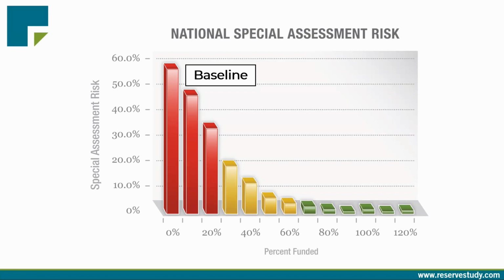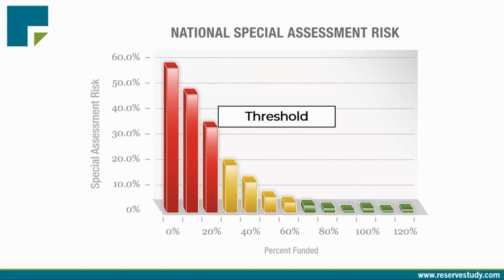Let's say you chose a threshold value of a dollar amount, or its equivalent as a percent funded amount. Let's choose 50% funded just to illustrate. That's the yellow range in the middle of this chart. Staying above 50% funded means you'll have a risk of special assessment down around 10%. That's pretty good. Having the additional margin in your reserve fund, a little bit more cash on hand, has significantly dropped your risk of a special assessment.